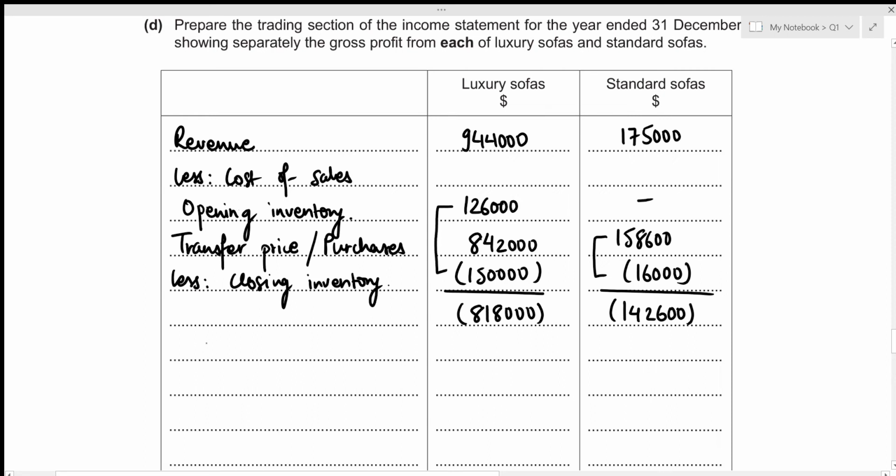in order to figure out our gross profit. So gross profit is just going to be the difference of the revenue and the cost of sales. So in case of luxury sofas, that's going to be 944,000 minus 818,000, which results in 126,000. Repeat the same process for standard sofas. That's going to be 175,000, which is revenue, minus 142,600, which is the total for cost of sales. Now this will result in the gross profit to be 32,400. This concludes the fourth part of this question. Now we can move to the fifth one.